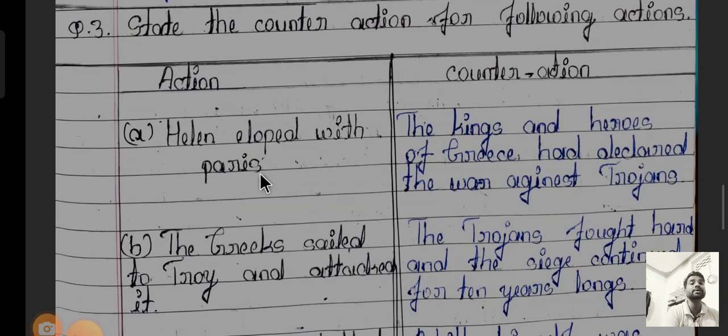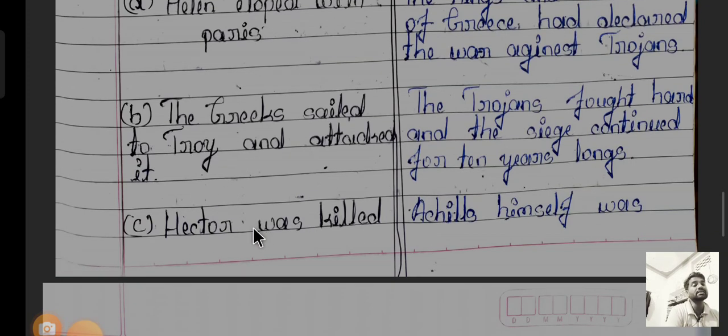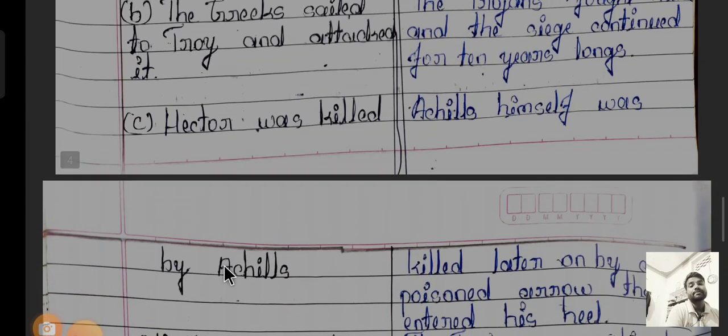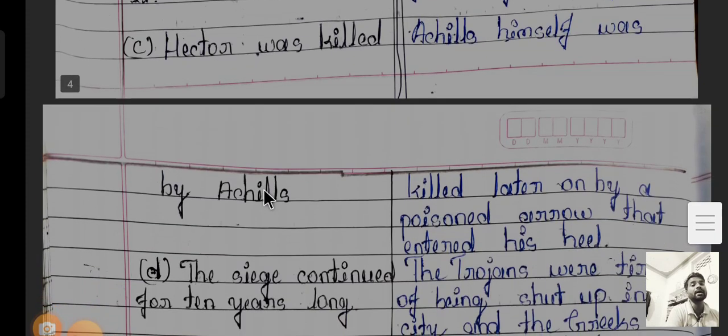Action: Helen eloped with Paris. Counteraction: the kings and heroes of Greece declared war against the Trojans. Next, B. The Greeks sailed, the Trojans fought hard. The Greeks sailed to Troy and attacked it. The Trojans fought hard and this siege continued for 10 years. Hector was killed by Achilles. Achilles himself was killed later on by a poisoned arrow that entered his heel.